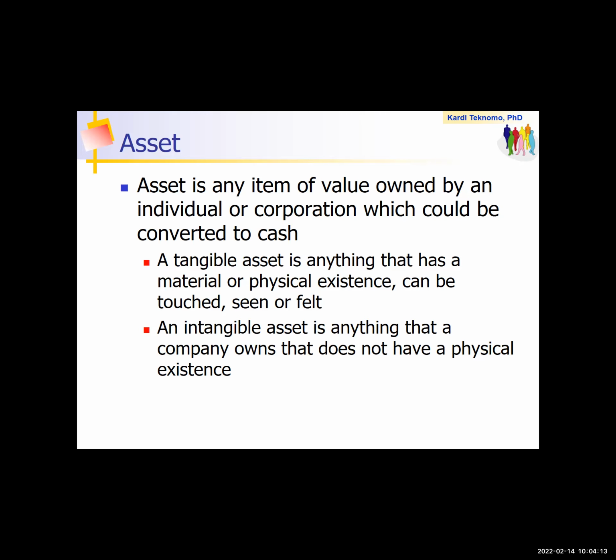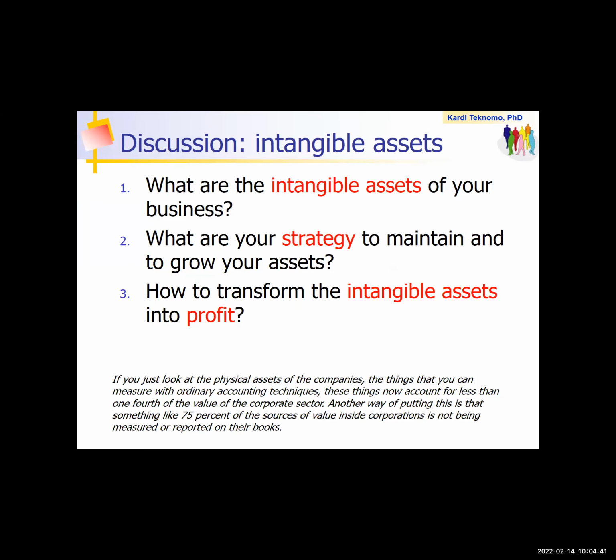important here is actually assets. Okay, asset. What is an asset? An asset is any item of value owned by an individual or corporation that can be converted into cash. Right. So there are two parts. One is called tangible asset, which is anything that has material or physical existence, and the second part is intangible asset. Okay? So it's anything that a company owns but does not have physical existence.